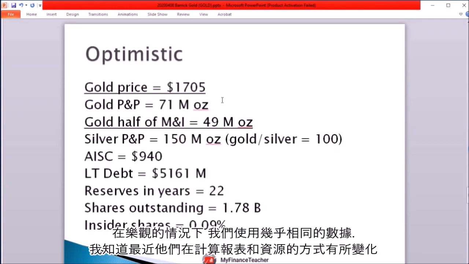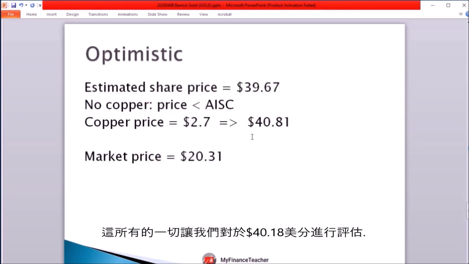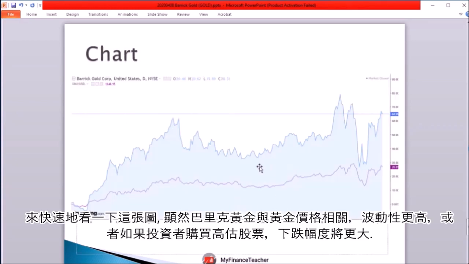Next, looking at the company's long-term debts, it will take time to mine the reserves out of the ground. And in the optimistic scenario, again, we are using much of the same information. And yes, I know that recently there have been changes in the way they report measured and indicated resources. All of this gives us a valuation of $40.81.